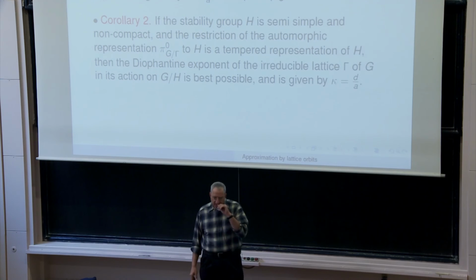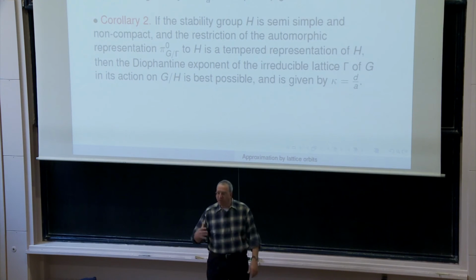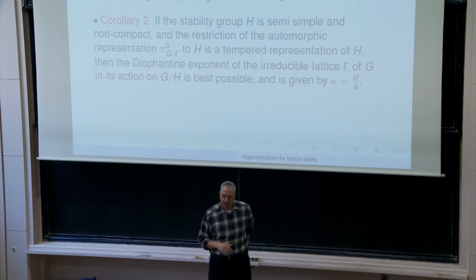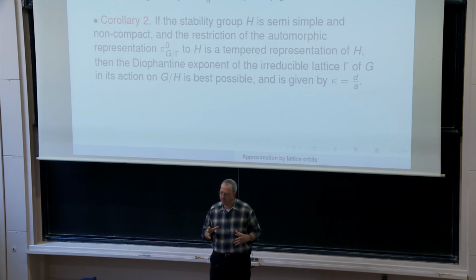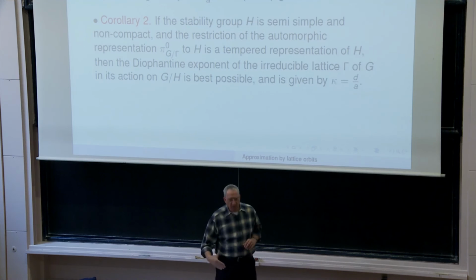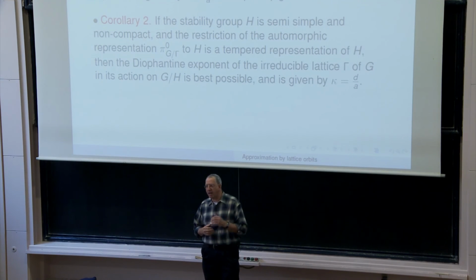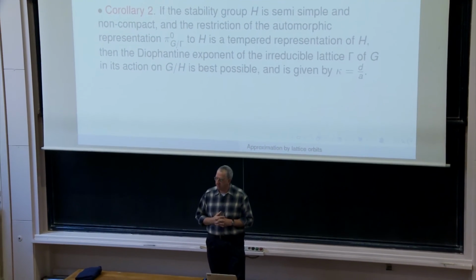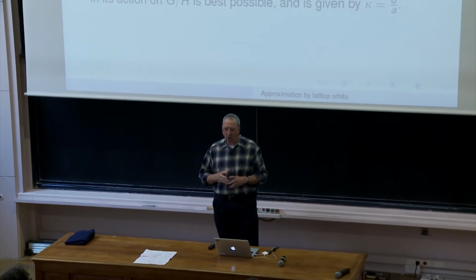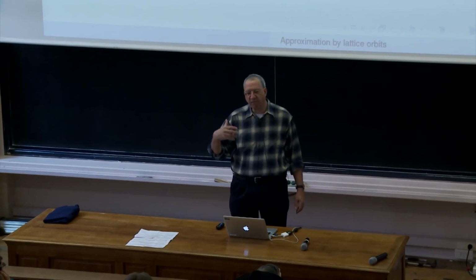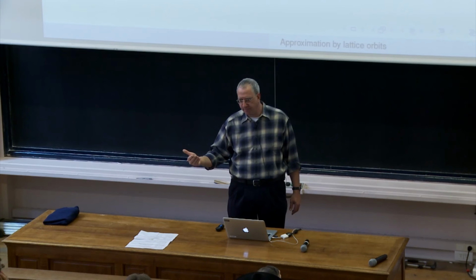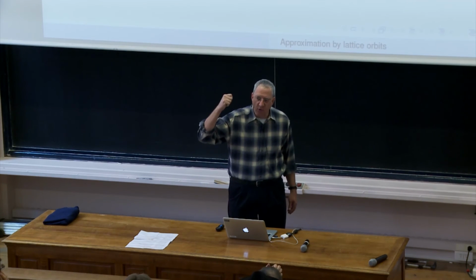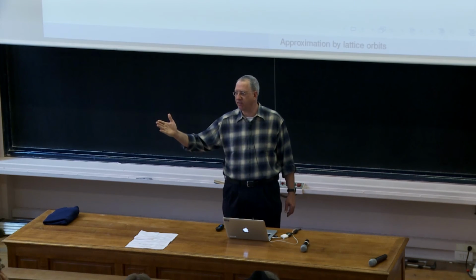Okay, so tempered representations of H, these are those representations of H which are weakly contained in the regular representation of H. And these are the representations that have the fastest possible decay. Basically what we've done here is to say that if you have the fastest possible decay for H in the representation on G mod gamma, then when gamma acts on G mod H, you will have the best possible Diophantine exponent.